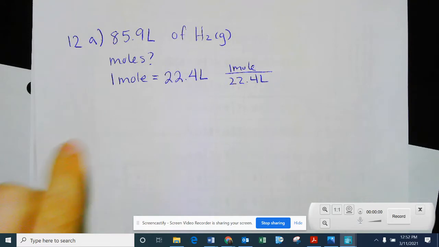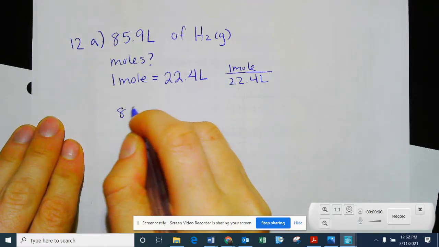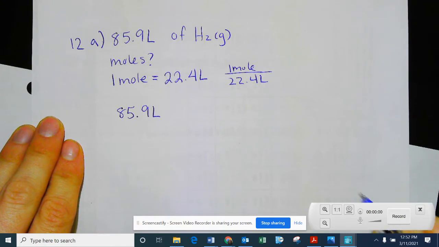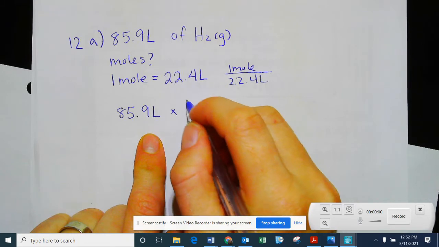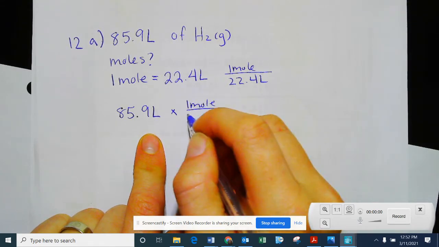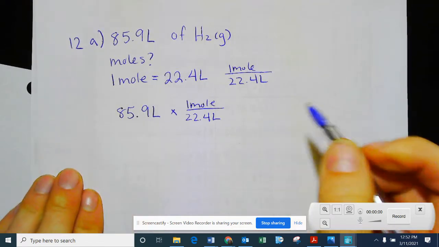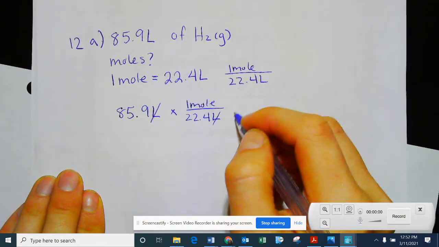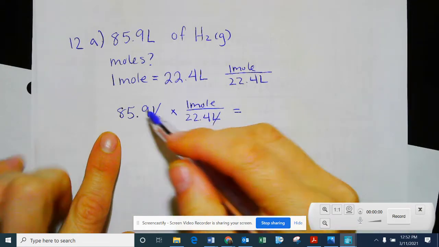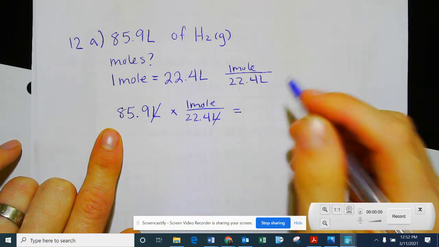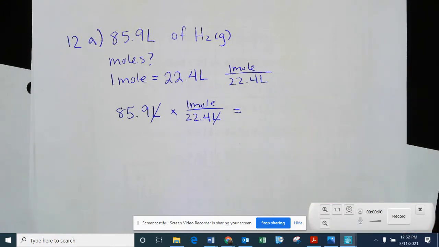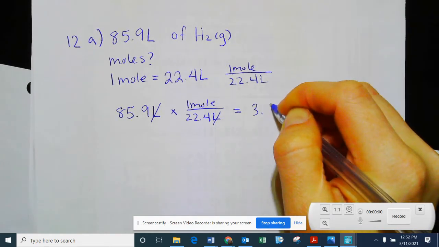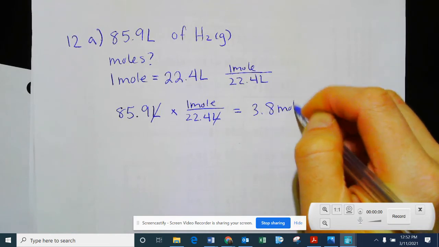All right, so let's set this up. So if I've got 85.9 liters and I want to cancel out the liters and get moles, I'm going to multiply this by 1 mole per 22.4 liters. And that cancels out that unit. So we have to divide 85.9 by 22.4. And what do we get if we do that? So everybody got a calculator? 3.8? Awesome. Okay, so 3.8 moles.